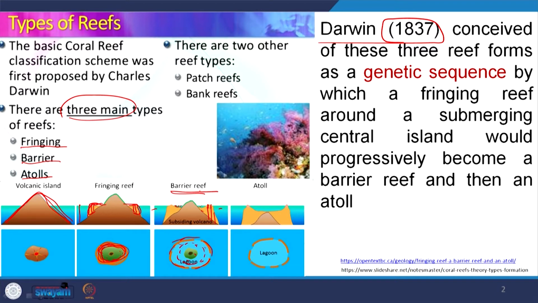Similarly, the third one is called atoll. Atoll means, if you see in this condition, we do not have this volcano or volcanic island existing. Here the existence of a volcanic island is there, but here there is no volcanic island. So, now the question is how this volcanic island vanished in between.